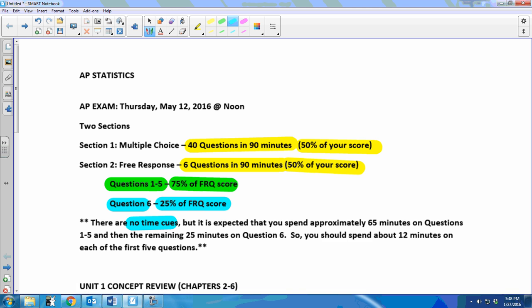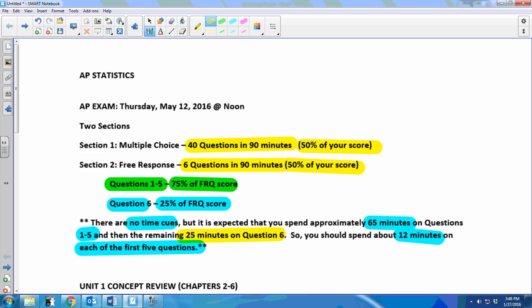Now, for the section, there are no time cues. You have 90 minutes. They'll say start time, and they'll tell you when the time ends. There's not anything in between saying you need to move on to question 2, or you need to move on to question 3. So you need to spend about 65 minutes on questions 1 through 5. So that's about 12 minutes on each of the first 5 questions. But then the remaining 25 minutes should be spent on question 6. You need to invest time on that question because it's worth more. Even if you can only get a few parts of it right, at least you've gotten a few parts of it right. You do not want to get a 0 on question 6.